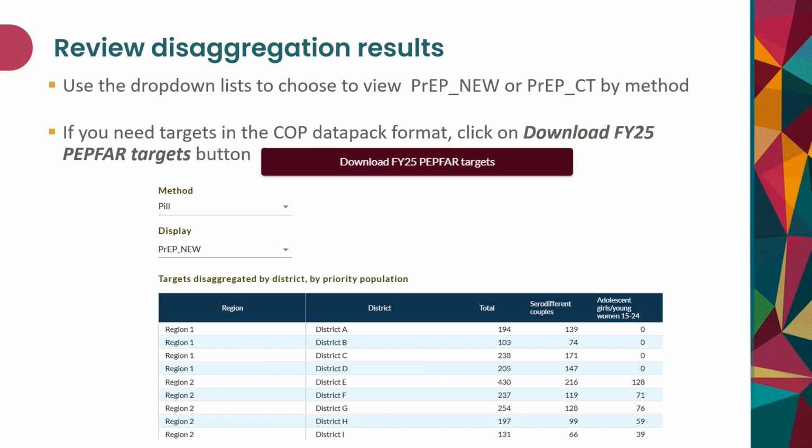After selecting the subnational areas, you can see the disaggregated targets in the provided table, and you can use the drop-down lists to view the targets by method and by PREP New or PREP CT. If you need targets in the COP data format, click on the Download Fiscal Year 25 PEPFAR Targets button and save the file to your computer. The next slide will show you a brief demonstration of the inputs and outputs for disaggregation.